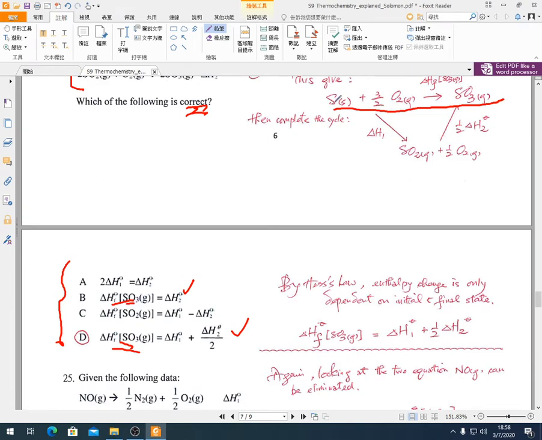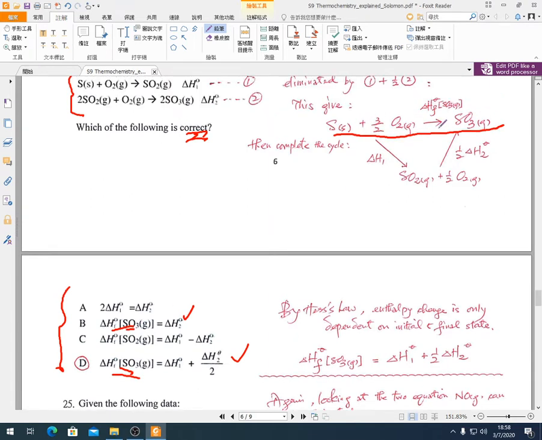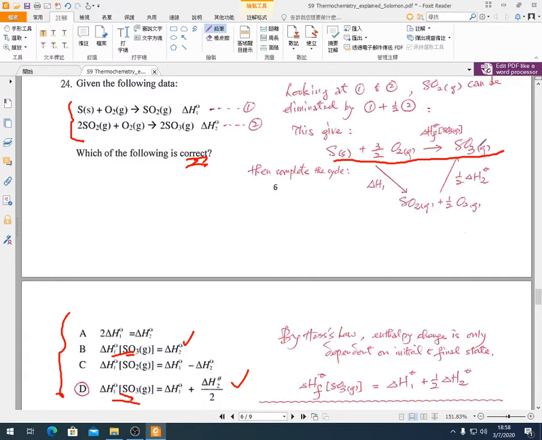Normally we write the heat of formation equation from the elements at standard state. The element for sulfur is solid state, and oxygen will be gas state. Then we balance it by multiplying by a fraction. 3 divided by 2 times 2 will be the same. So we write it this way, and then we try to search for the other equation.